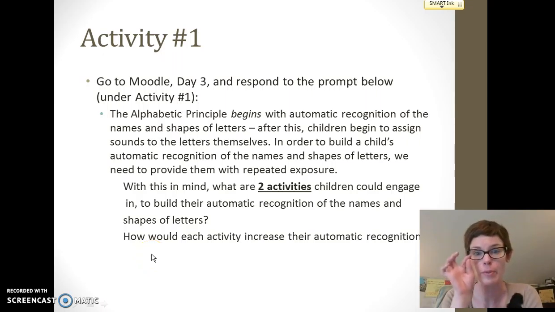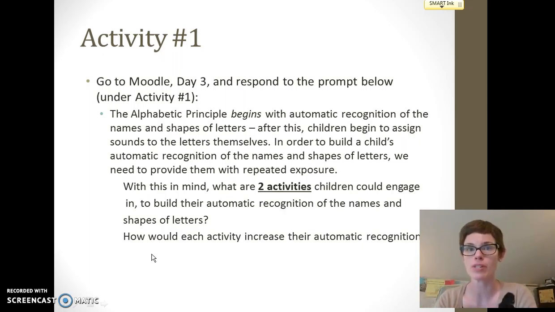The alphabetic principle begins with automatic recognition of the names and shapes of letters. That has to come first in the alphabetic principle. A child has to know that a letter is shaped a certain way and that it has a name. After they figure that out, children can begin to assign sounds to the letters themselves.